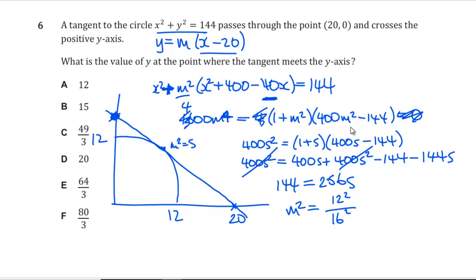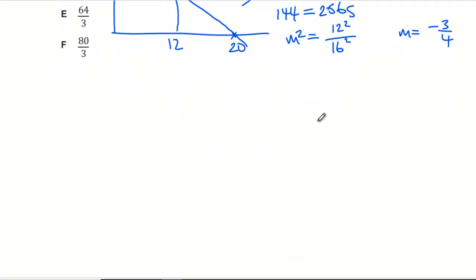Oh, I want the positive, no, I'll go negative root of this. This is a negative gradient, isn't it? So m is going to be minus 3/4. And then I need to multiply that by minus 20. So I'm going to get 15b. Right, that was a lot more difficult than the previous questions.